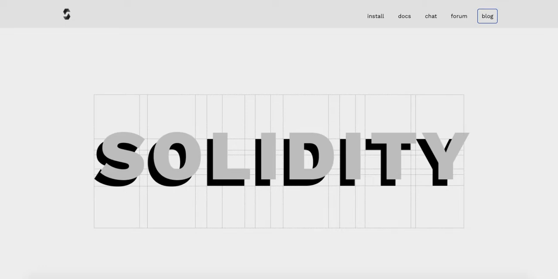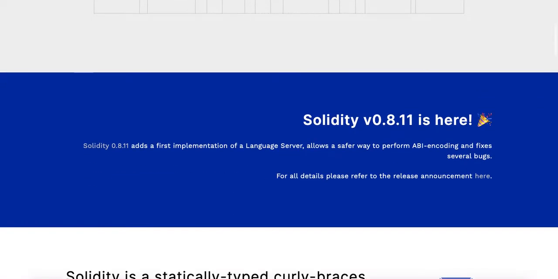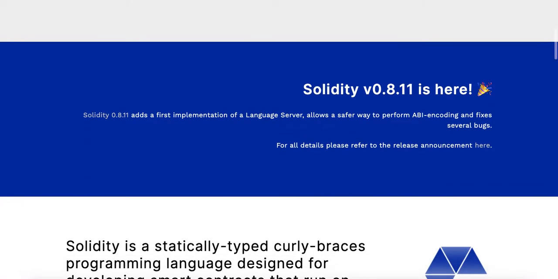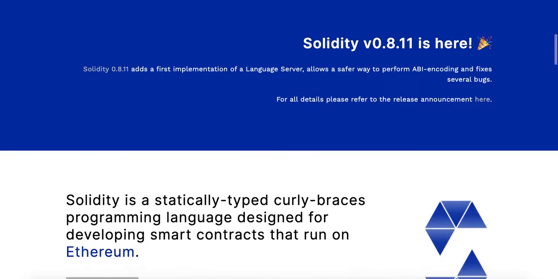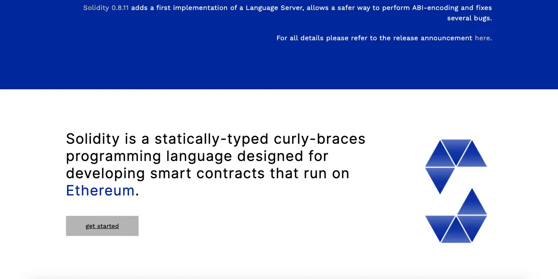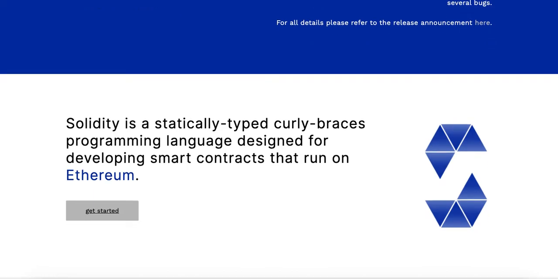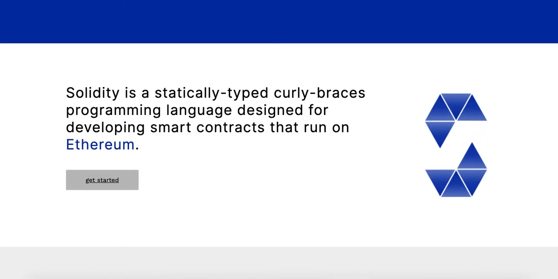Now, Solidity is a statically typed language. It supports inheritance, external libraries, and complex user-defined data structures. With Solidity, you can write smart contracts for uses such as voting, crowdfunding, auctions, and blockchain wallets. So let us dive into some codes to get the practical knowledge of Solidity.